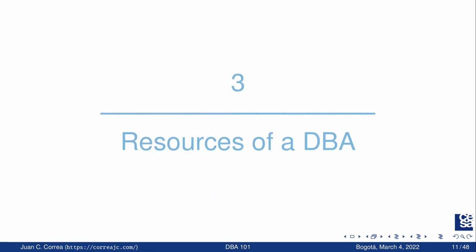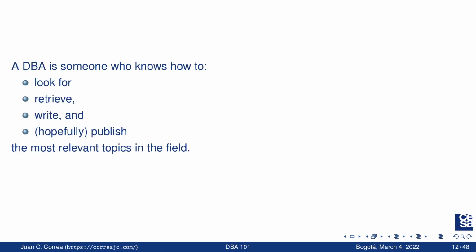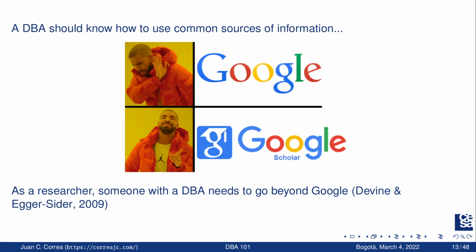So in order to achieve such a profile, we also need to understand what the resources of a DBA are. In that sense, we could illustrate that profile as someone who knows how to look for, retrieve, write, and hopefully publish the most relevant topics in the field. So a DBA should know how to use common sources of information, not precisely Google, but Google Scholar could be a very good starting point.